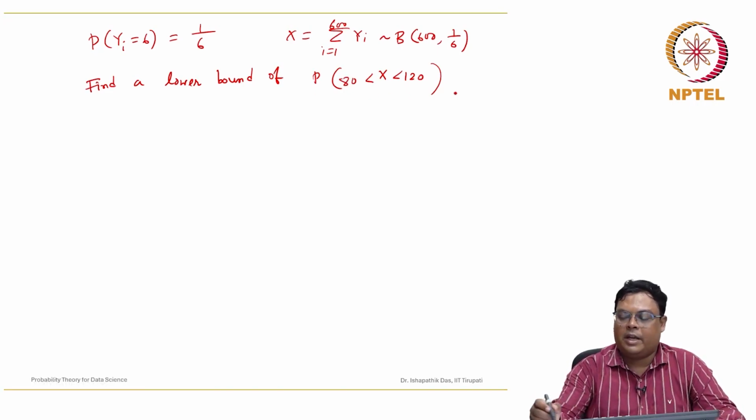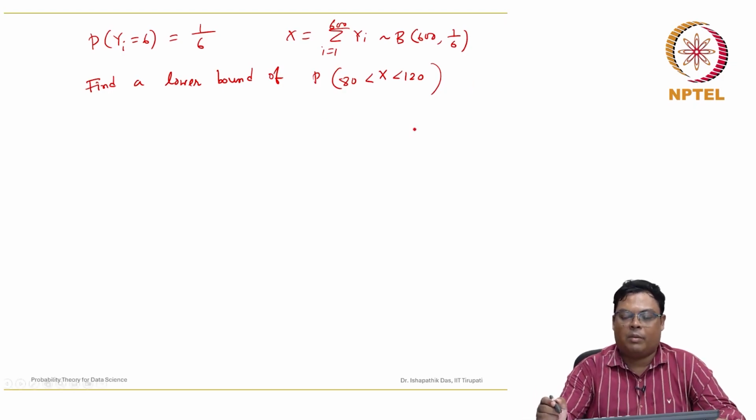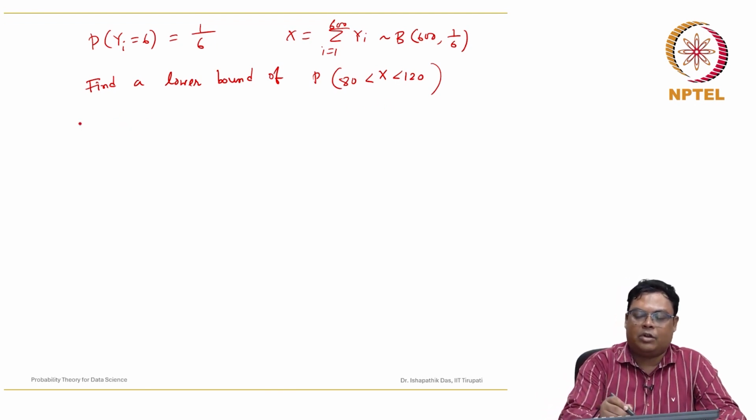Now this probability, the lower bound, we know that probability is always greater than or equal to 0, but we do not want this trivial lower bound. We want some non-trivial lower bound. Now how can we find this lower bound? Let us find the expected value of x.